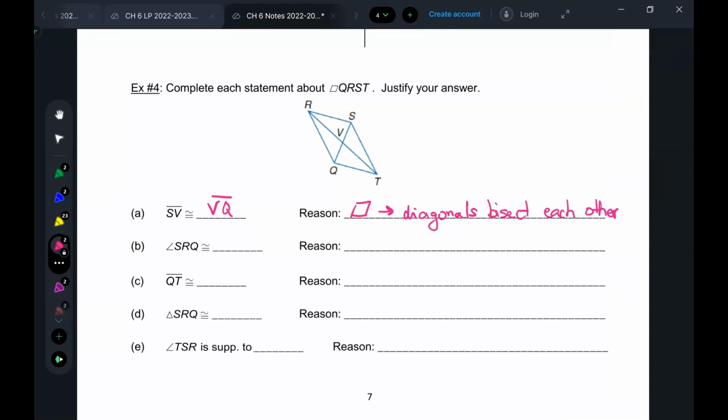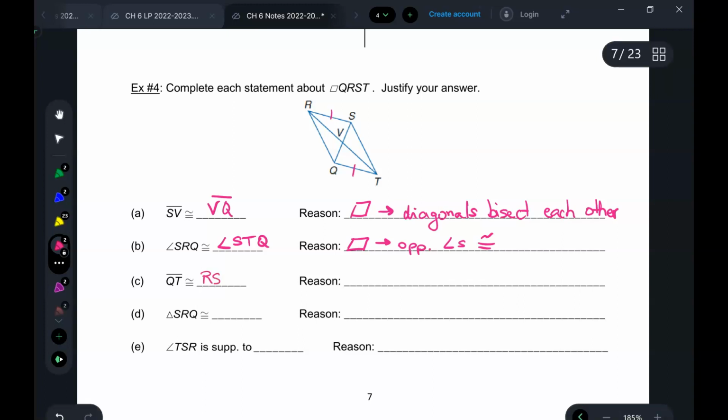Okay, angle SRQ. SRQ is right here. That has to be congruent to what angle? STQ. Okay, opposite angles congruent. There, we got some abbreviations there. QT, RS. Nice. QT is congruent to RS. So parallelogram implies opposite sides congruent.